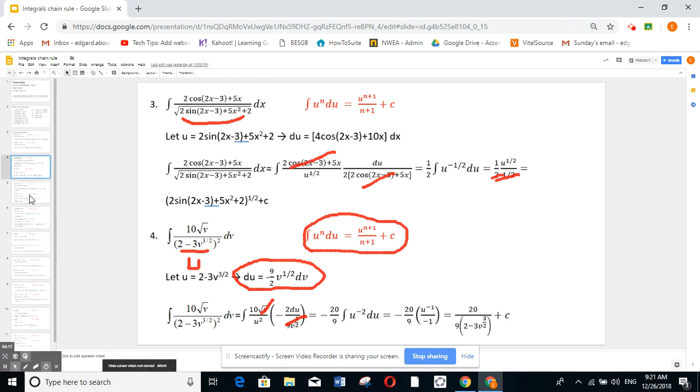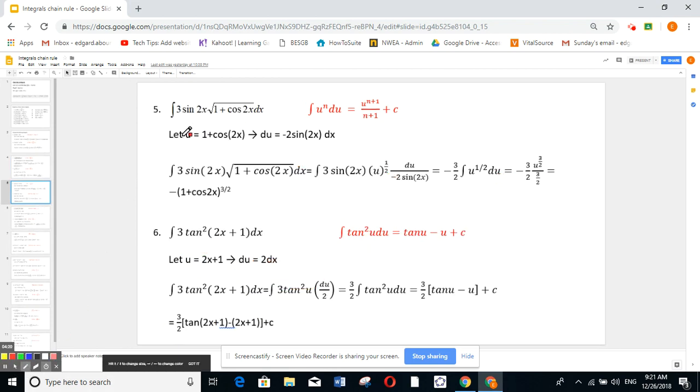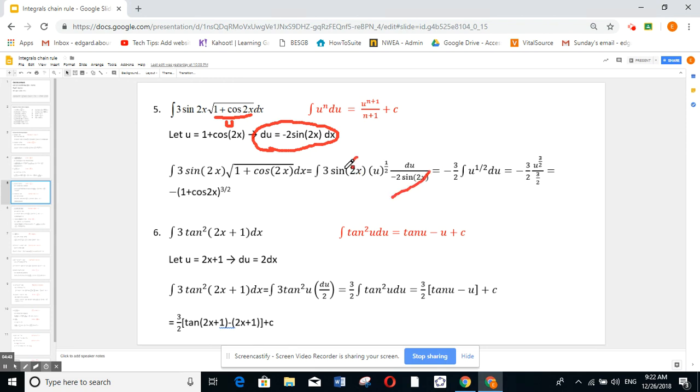More examples. Here, I will pick this to be u, because if I pick this to be u, I will get the other one without the square root. So if u is 1 plus cosine 2x, this is the derivative: minus 2 sine 2x. Here, instead of saying radical of 1 plus cosine 2x, it's u to the power half, because this is u. And dx is du over minus 2 sine 2x. Sine 2x cancels out. Minus 3 over 2, so it's u to the power half plus 1 over plus 1. You're going to get u to the 3 over 2 over 3 over 2. These two cancel out. I'm left with minus u, which is 1 plus cosine 2x to the power 3 over 2.